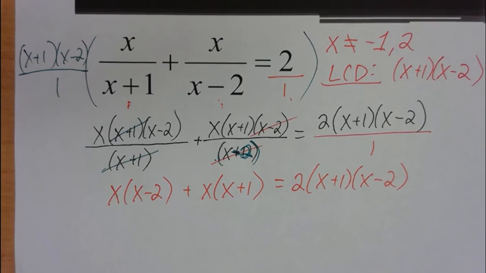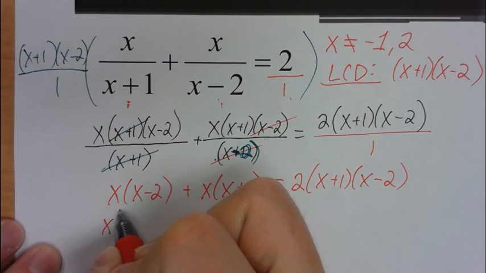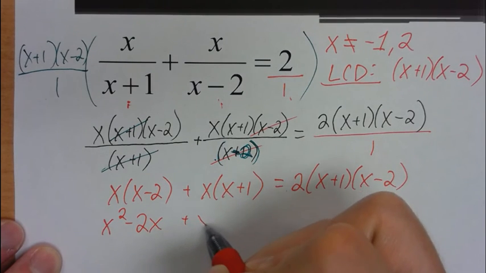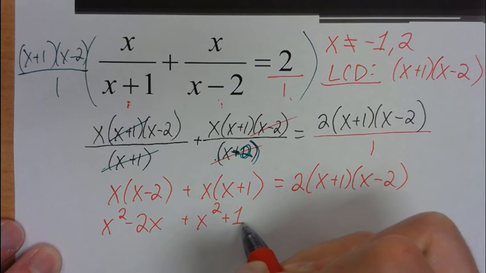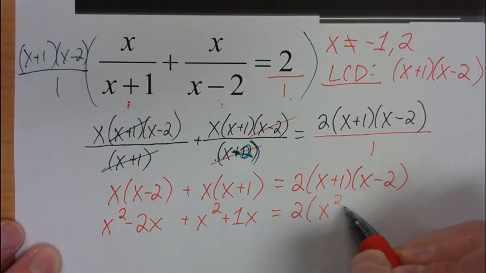So we have that set up right there. And now we are just going to multiply everything out and combine like terms. Starting on the left here, we have x squared minus 2x plus x squared plus 1x equals 2. I'm just going to multiply this all out inside first.